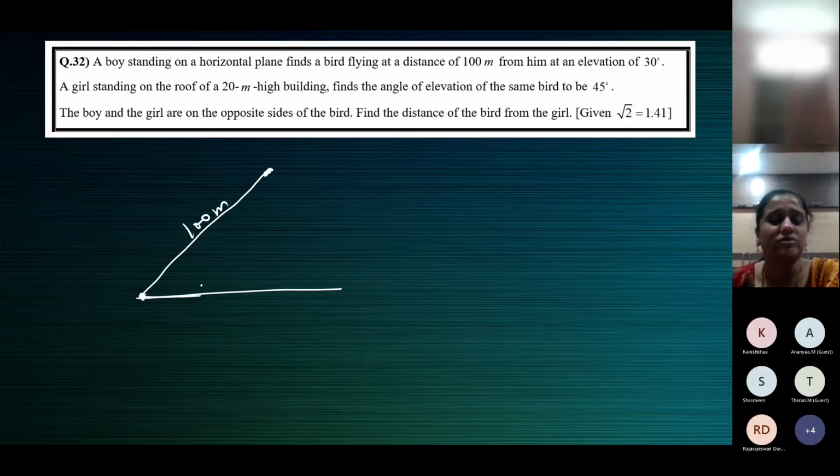This is the horizontal. And of course, the distance is the line of sight. This itself is the line of sight. So the elevation is 30 degrees.